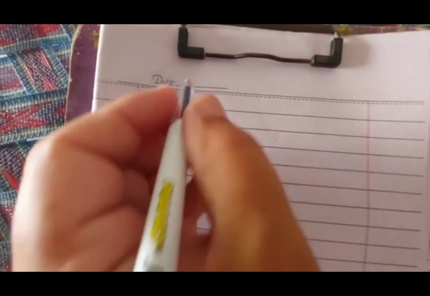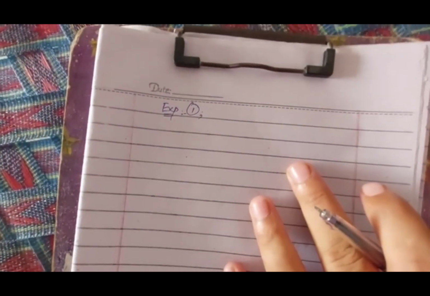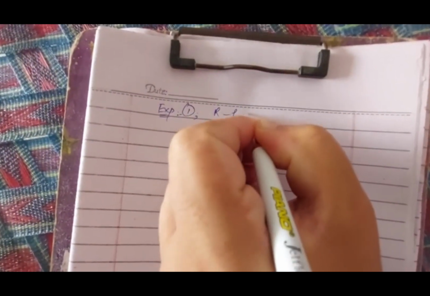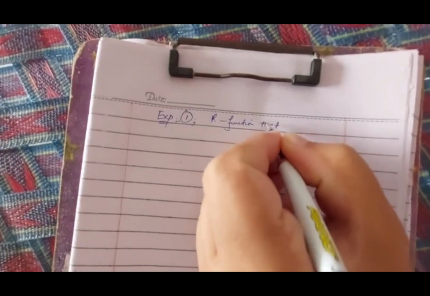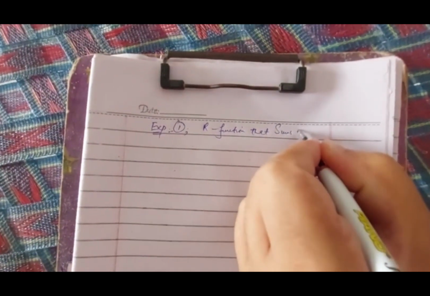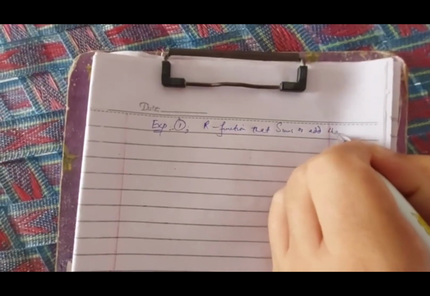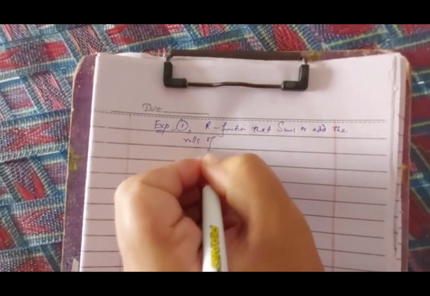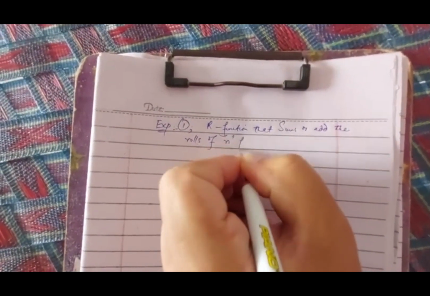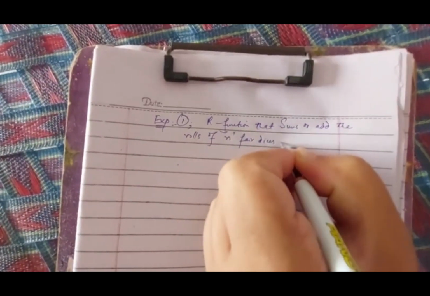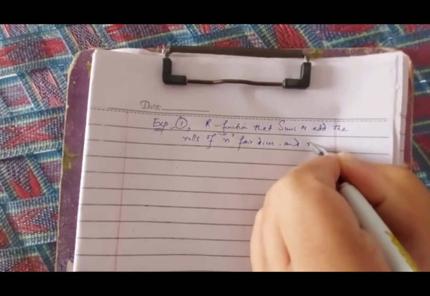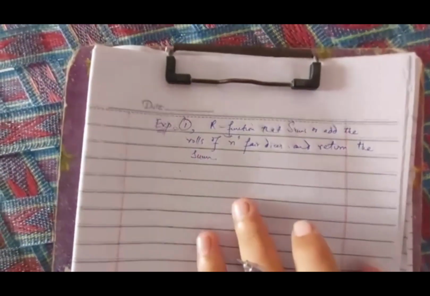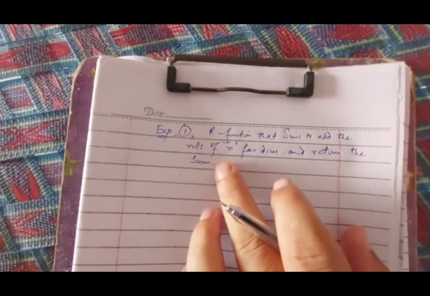The first example that we will do over here is that we need to define an R function that sums or adds the rolls of n number of fair dice, and return the sum. Not just sum it, but return the sum value.